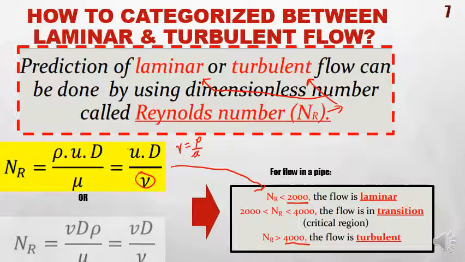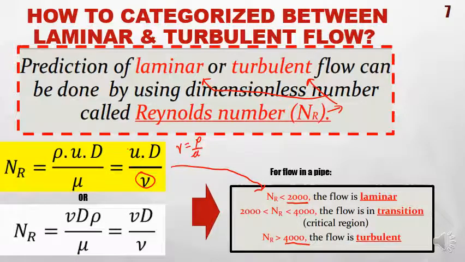Sometimes this formula can also be rewritten into this form. The difference is only the notation here, because in certain books they prefer to use v instead of u to represent the velocity, but both are the same, both are velocity.